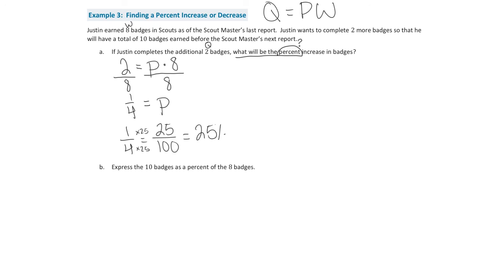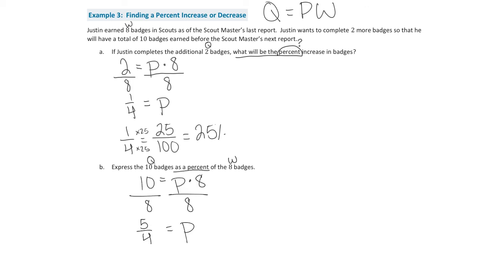All right, B, it says express the 10 badges as a percent of 8 badges. So we're still going to use our same formula. This time our quantity is going to be 10 and the amount of badges is going to be our whole. So when we set this up, we're going to have 10 equals percent, as that's what we're trying to find, times our whole. To get percent by itself, or the P, we're going to divide by 8. And so now I have 1P. And 10 divided by 8, when we simplify this as a fraction by 2, we're going to get 5/4.